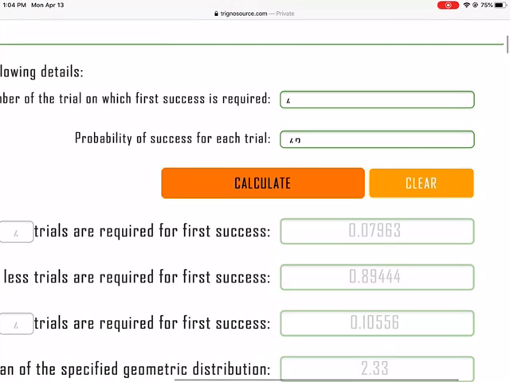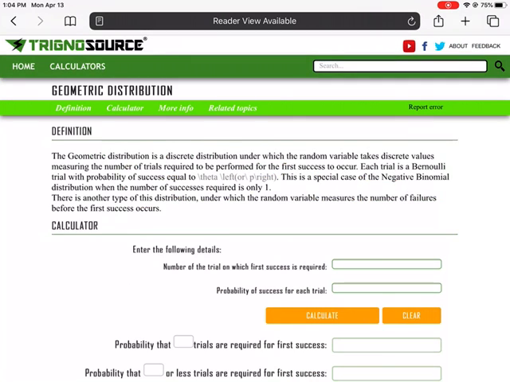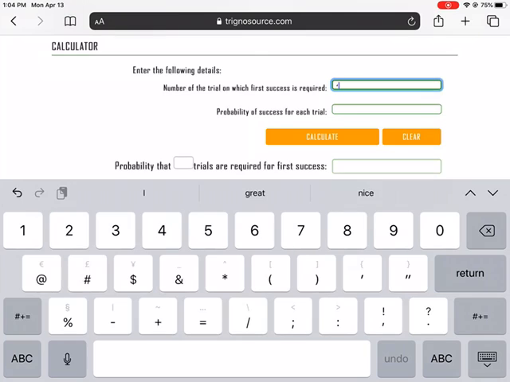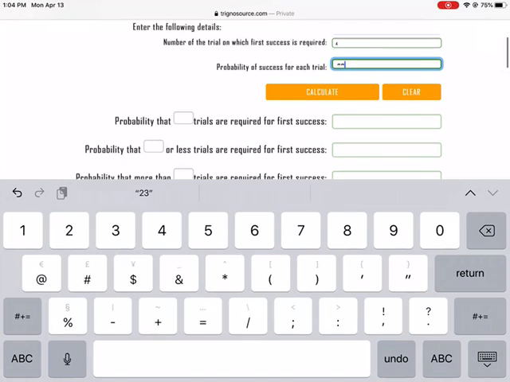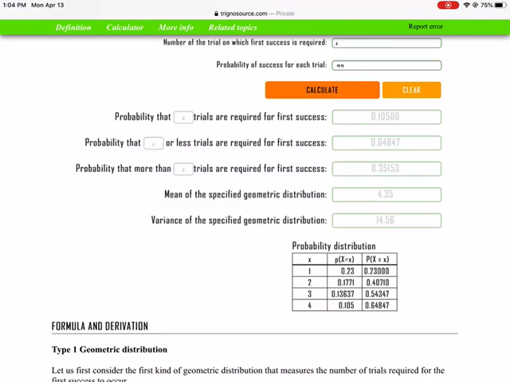All right, so our first success is going to be on 4. And our p is 0.23. And again, you're not going to see that really well, but it does give me my probability of 0.105.